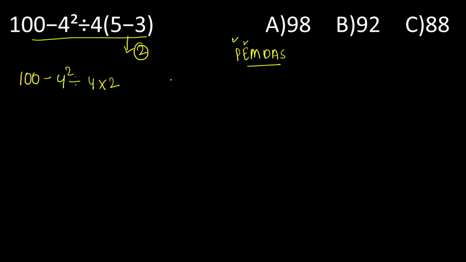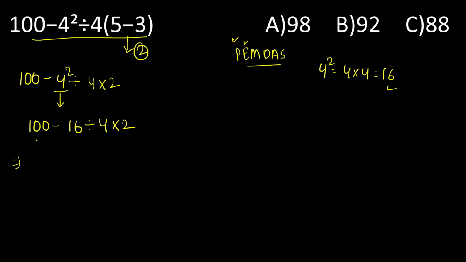Now next for the exponent part. So here the exponent part is 4 square, and 4 square is nothing but 4 times 4, which equals 16. And here we will simply write 16 in place of this 4 square. So we will write 100 minus 16 divided by 4 times 2.